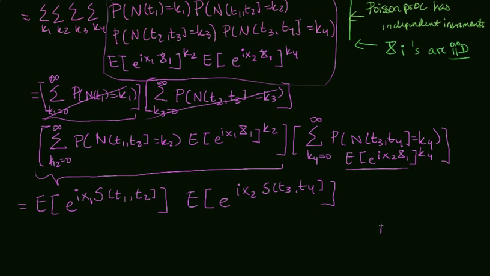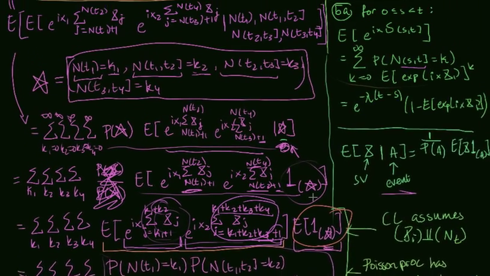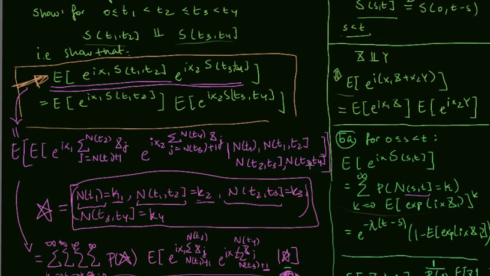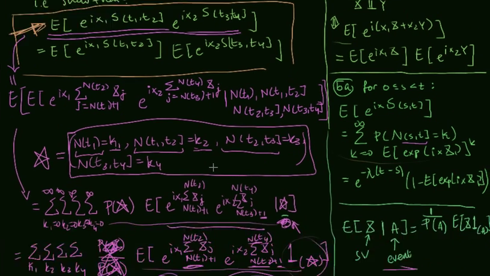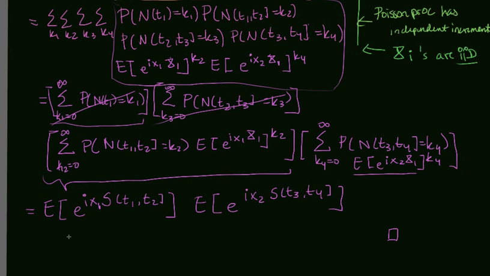And now we are home safe, because we have finally shown that we can split up the joint characteristic function of S from T1 to T2 and S from T3 to T4 into a product of each of the characteristic functions.